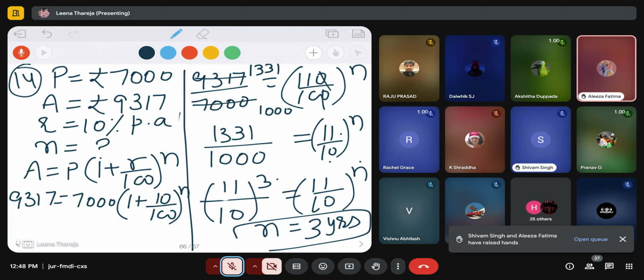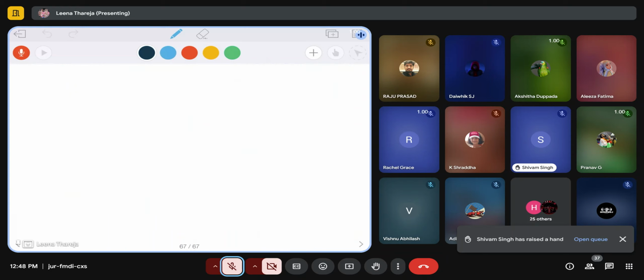Ma'am, for the 15th question, can we add the compound interest and the principal to get the amount and then calculate? Yes, you have to. Because in the 14th question the amount was already given, but in this one we have to get it like that. Correct. Now you tell me what needs to be done. Have you read the question? Yes, ma'am. Tell me, child, what is given to you and what will you do?